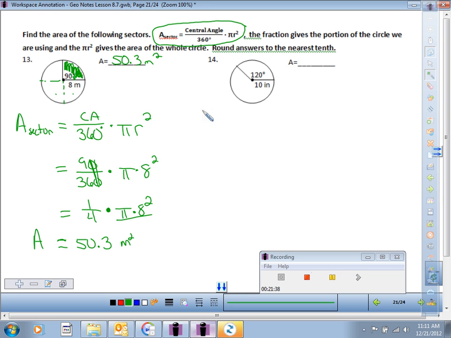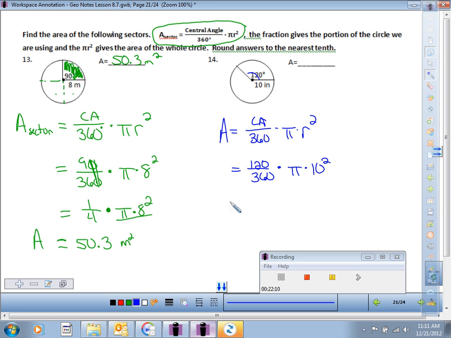Alright, so let's go to number 14. We're going to do the same process here. We have the area of a circle, the central angle over 360 times pi times my radius squared. Let's substitute in. The central angle that we are looking at here is 120 degrees. So we have 120 out of 360 times pi times my radius, which is 10 squared.